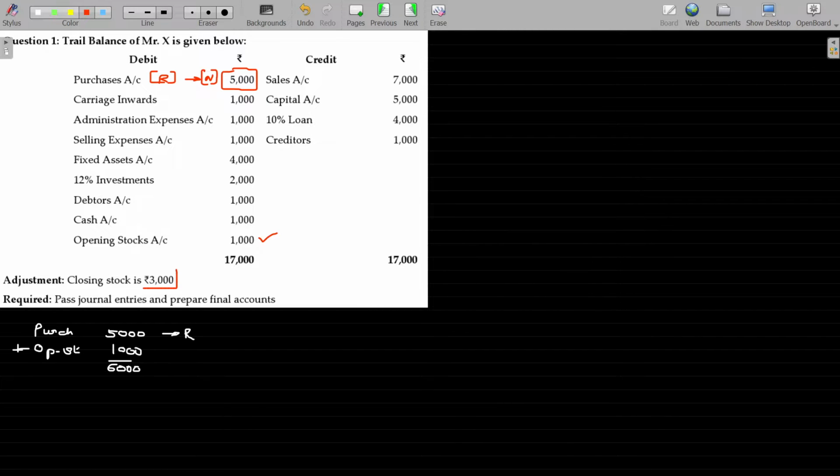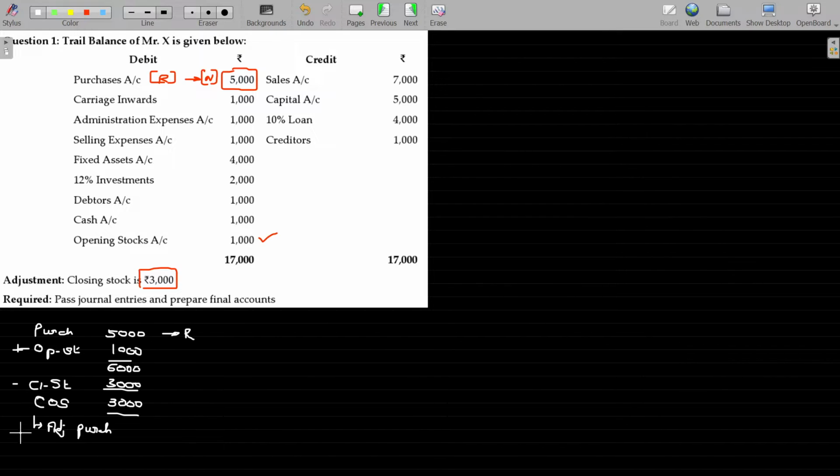And at the year end, we have 3,000 rupees worth of stock unsold in our godown. What does it mean? Minus closing stock. The balance 3,000 rupees is nothing but sale of purchased items. This is named as cost of sales, otherwise named as adjusted purchases. That 3,000 cost of sales is otherwise named as adjusted purchases.